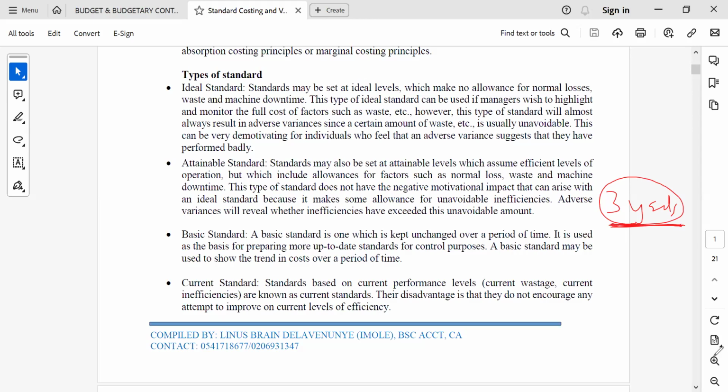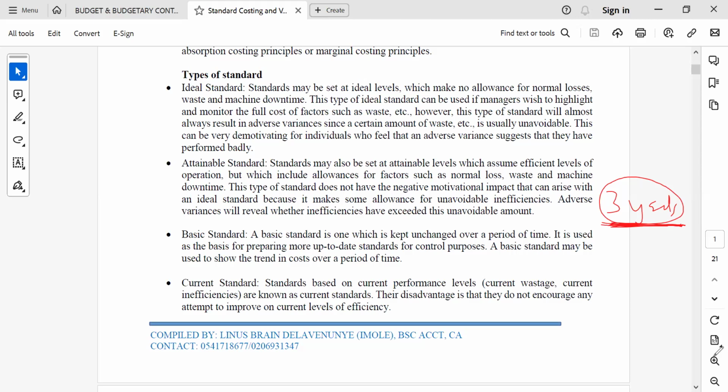So you are setting a standard, or you are saying that I will use 3 yards to sew this particular dress. You are setting a standard that we call what? An ideal standard. There is no room for mistake. What if in the process of the cutting, by mistake, your hand took a different direction and you cut a different place? What are you going to be doing?